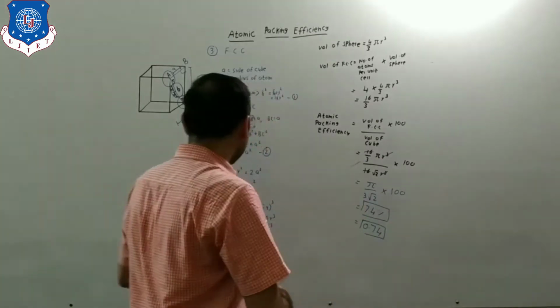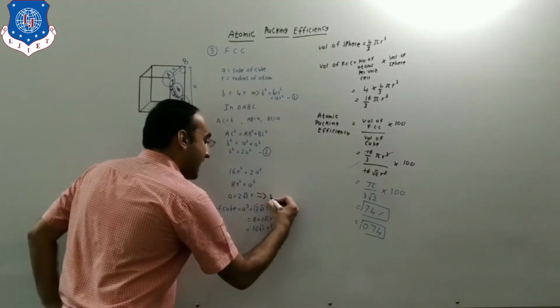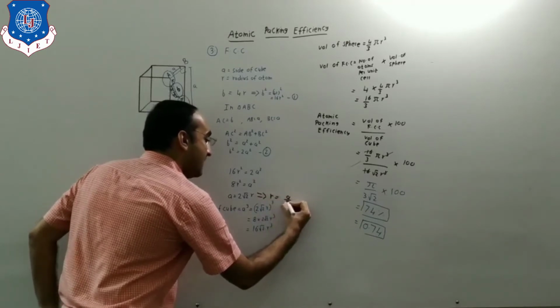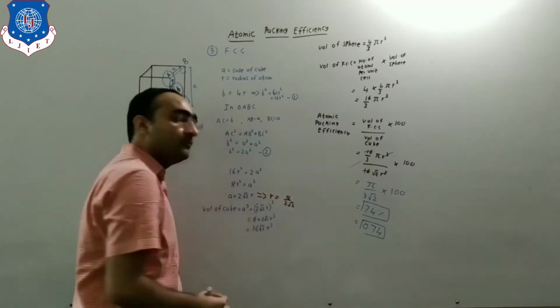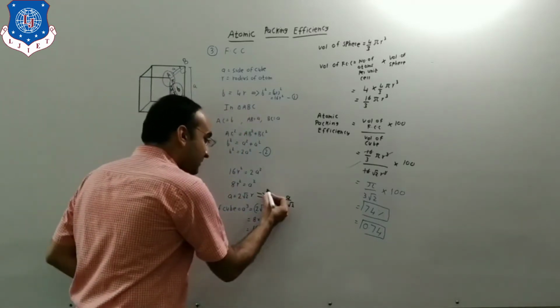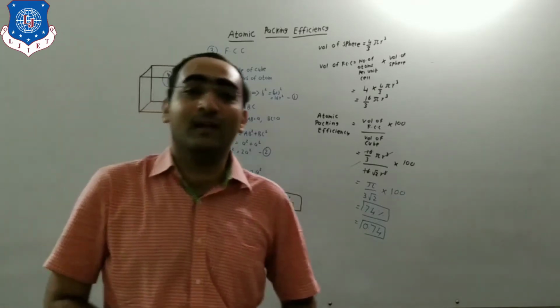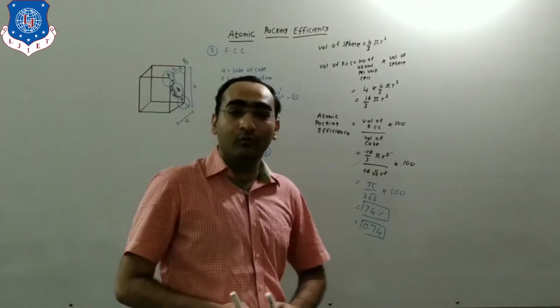So the atomic packing efficiency of the FCC structure is 74%. Now, if we want to find the radius, R will be equal to A by 2 root 2. So the radius of the FCC structure is equal to A upon 2 root 2.